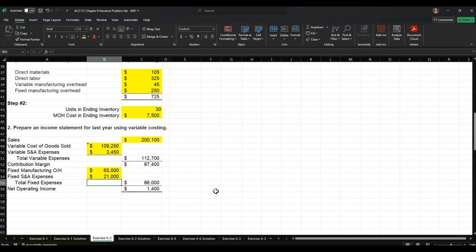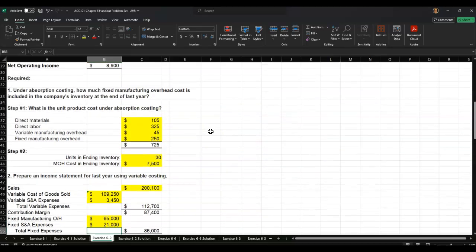So the biggest thing here, the one thing that I think is probably the most difficult in this one, is just this little piece right here of how much of that manufacturing overhead cost is sitting in ending inventory. We'll look at another one of those in the next class.